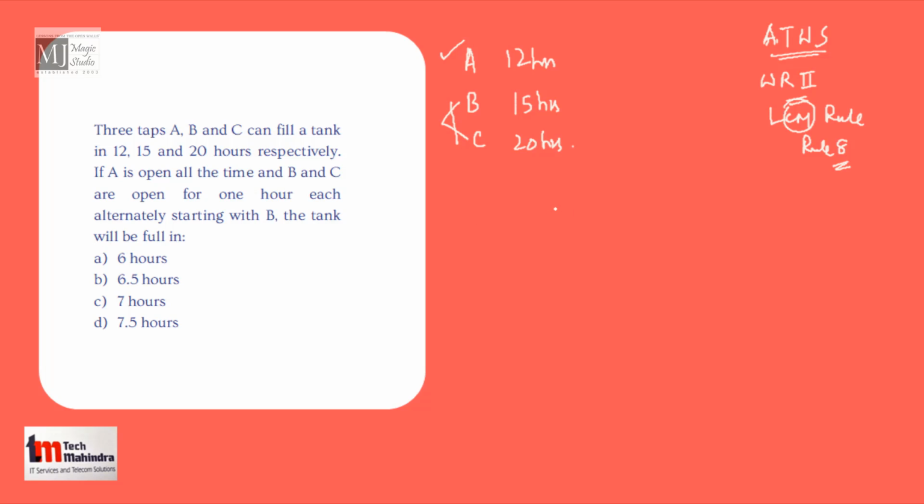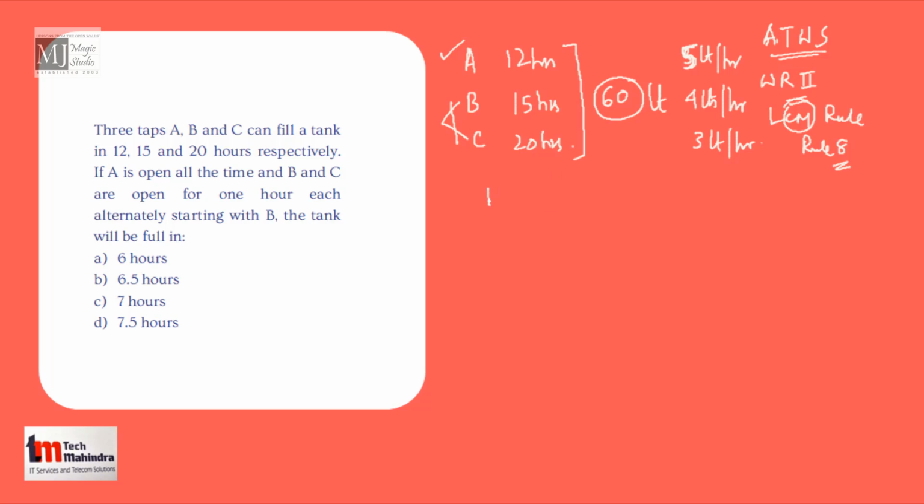So B and C are open for 1 hour each alternately, starting with B. The tank will be full in... So first find the CM, that is a common multiple of 12, 15 and 20. It can be the LCM or any higher common multiple, we never mind. But we are getting it as 60. Let 60 liters be the capacity of the tank. 60 by 12 is 3 liters per hour efficiency of A. 60 by 15, 4 liters per hour efficiency of B. And 60 by 20 is 3 liters per hour efficiency of C. 60 by 12 was 5 actually. Pardon me for this. 5 liters per hour is the efficiency of A.